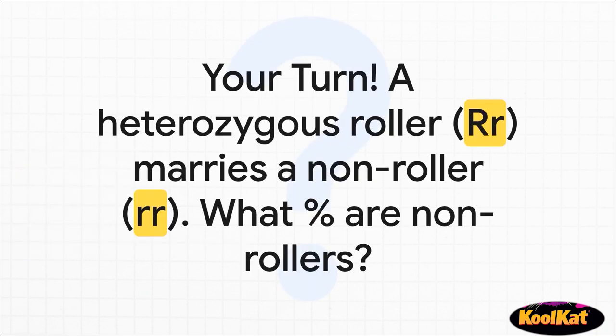All right, your turn. Time for you to be the expert. Here is a classic GED problem for you. The ability to roll your tongue, we'll use R, is dominant. So we have 1 parent who is heterozygous, Rr, and 1 who is a non-roller, rr. Use the gamete method we just learned and figure out what percentage of their children are predicted to be non-rollers. Go ahead and pause here if you need a minute to work it out on paper.